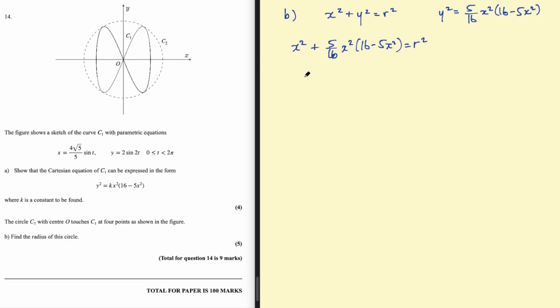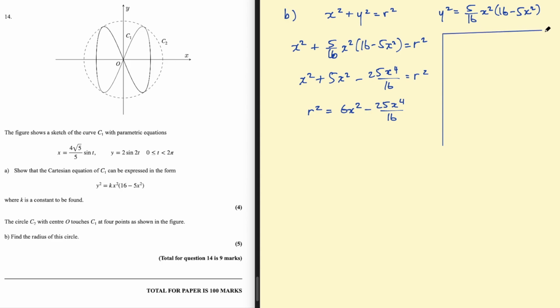And then simplify this a little bit. This will be x squared plus 5x squared take 25x to the power 4 on 16 equals r squared. And then r squared equals 6x squared take 25x to the power 4 on 16. Okay, from here there are two methods you can use to solve for r.